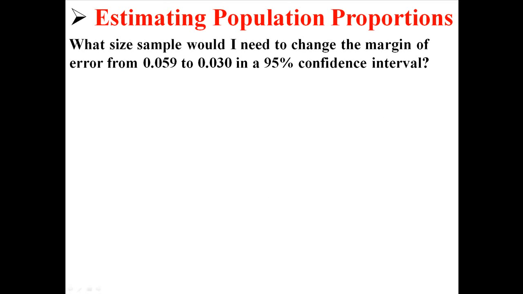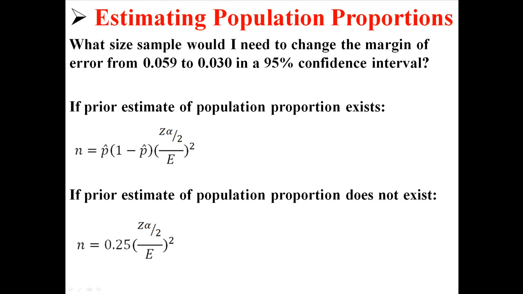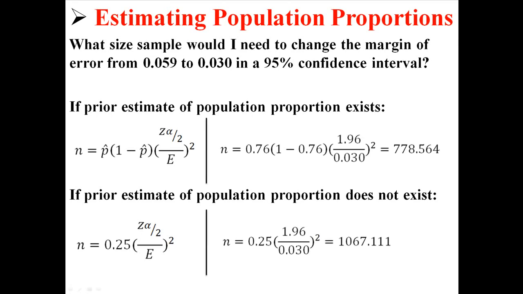So we have this, and we can actually calculate that. There's two different equations. One of them is if we have a prior estimate of the population proportion, and the second one is if we don't. So remember that our estimate of the population proportion was 0.76. If we already had that estimate, we'd use the first equation, but if we didn't even have that number, if we had no expectation of the population, we would use the second equation. And this is how I would solve for both of them in this case.